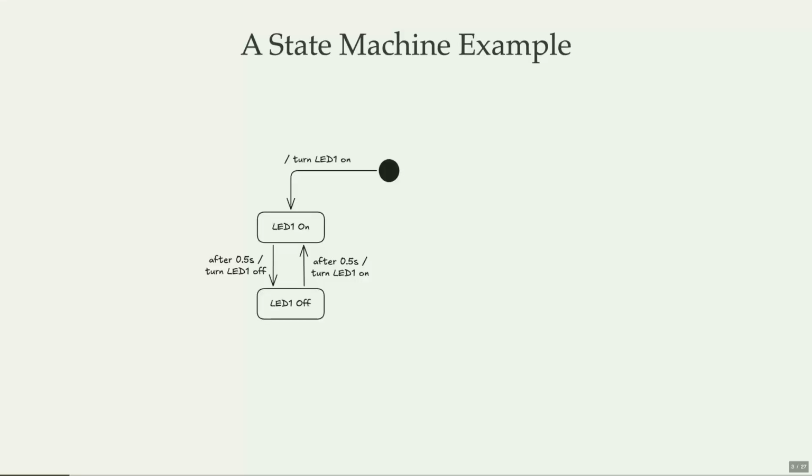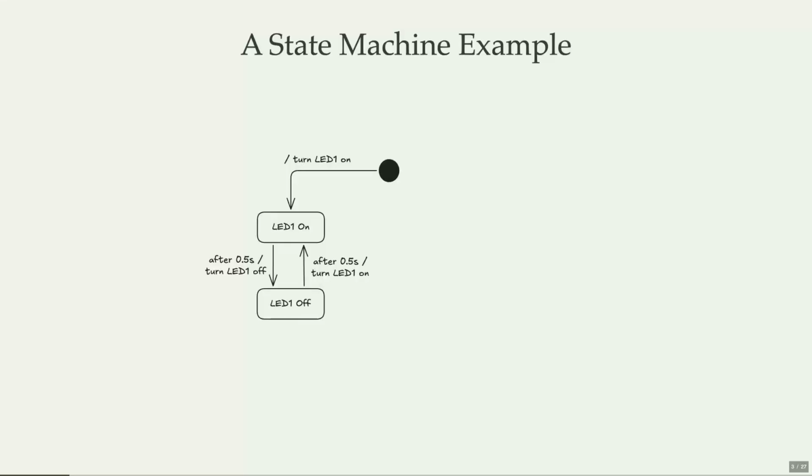And the annotation on this transition basically says the thing before the slash is the event that happens, the thing after the slash is the action we take. So in this case, we're just turning the LED 1 on when we enter the state machine. And then we can toggle it every 500 milliseconds by just saying, okay, after 500 milliseconds, turn the LED off, transition to LED 1 off. After another 500 milliseconds, do the vice versa thing.